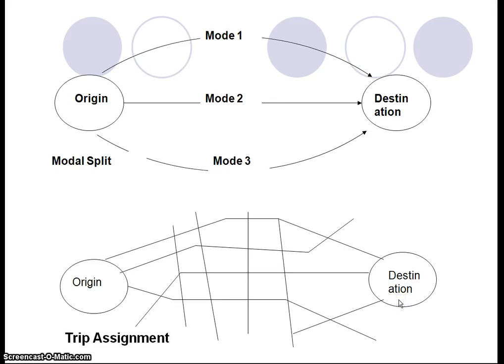And in the modal split, we want to know the mode of transport of the trip makers, whether they want to use their own car or motorcycle or bus or rail-based public transport. And the third one, the trip assignment, we assign the trips into the transport network, the existing transport network, or future transport network.